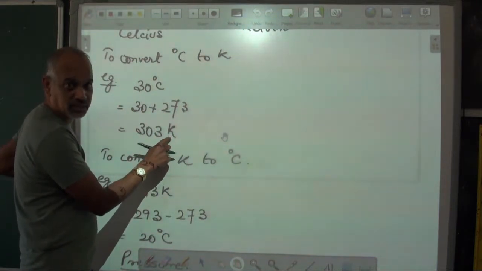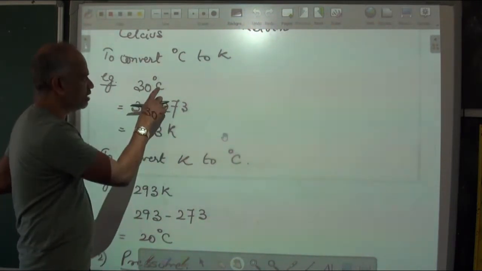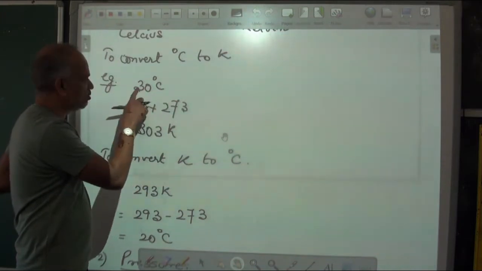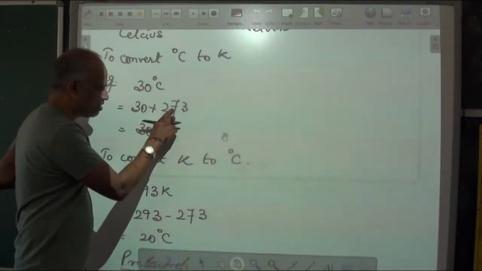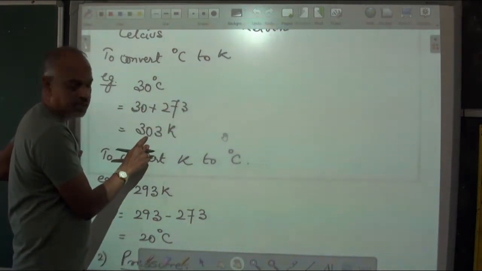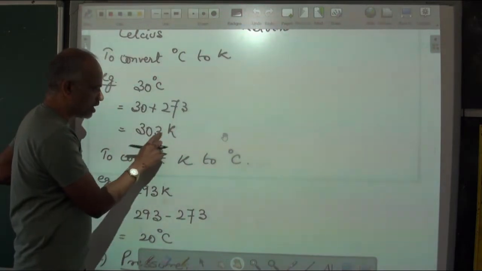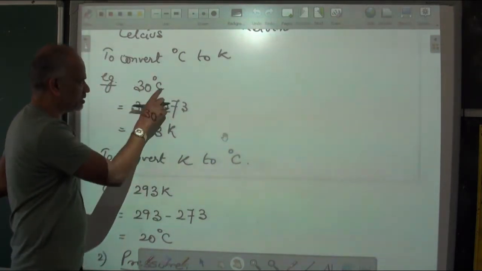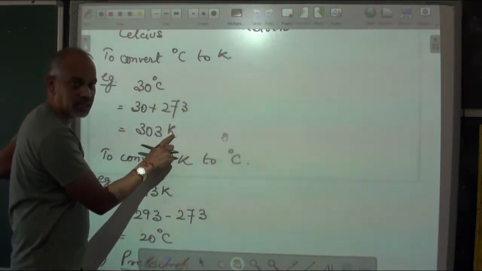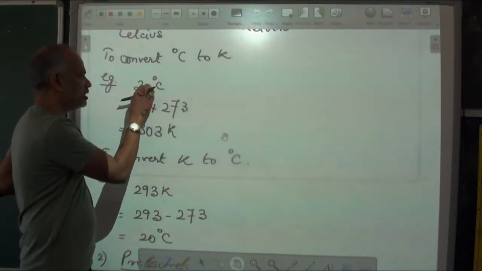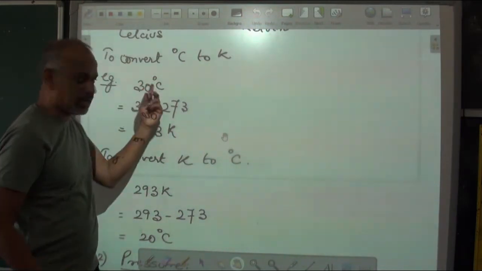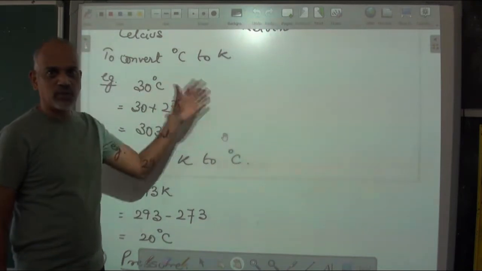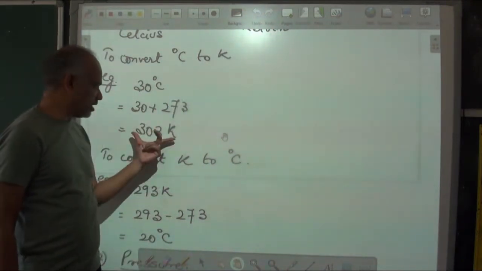Now the unit has changed. It became Kelvin. Originally it was in Celsius, 30 degrees. You added 273. Now the temperature is in Kelvin. That's 303 Kelvin. So 30 degrees Celsius is 303 Kelvin. Whatever the temperature may be in degrees Celsius, you add 273 to that. That will change it to Kelvin.